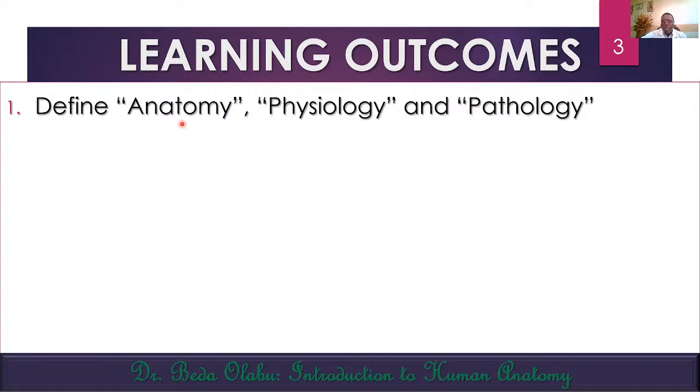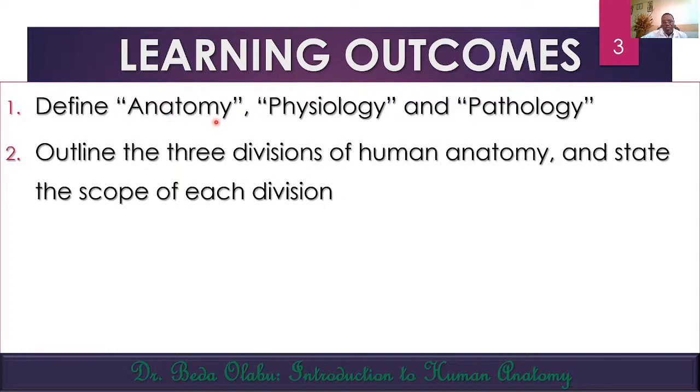Perhaps it will be important that we define what is human anatomy, what is physiology, and what is pathology. In as much as we are not going to talk about physiology and pathology in this particular lecture, it is important that we define all those and we see how they are related to anatomy. After those definitions, we are going to look at the three divisions of human anatomy. That means that anatomy has three divisions. And for each of the divisions, we are going to state the scope.